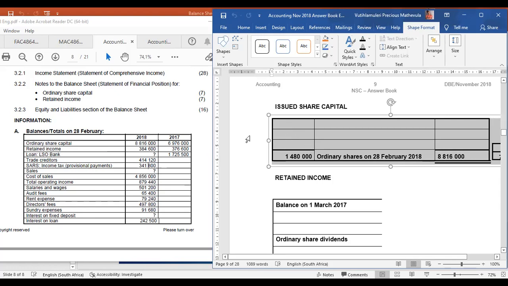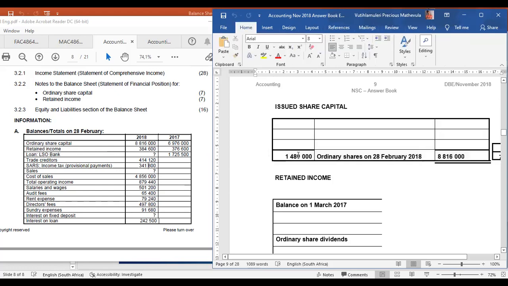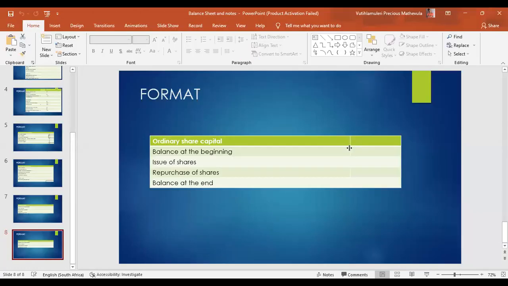So on this part here, when you see 1,480,000 at the end here, they've already written the one at the end here. It's where you write the number of shares, and then on this side here, it's where you will write the value of the shares, the cost. And then here you're going to write what did we do? Did we issue shares? Did we repurchase or whatever? So yeah, let's create something of that nature, because it's required like that.